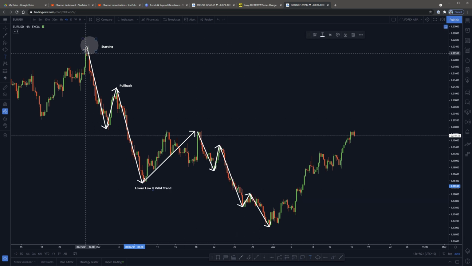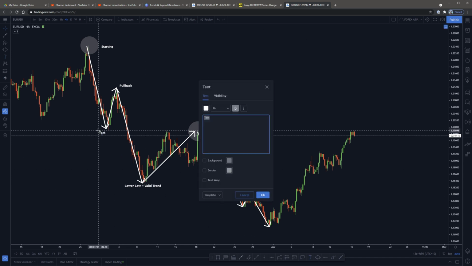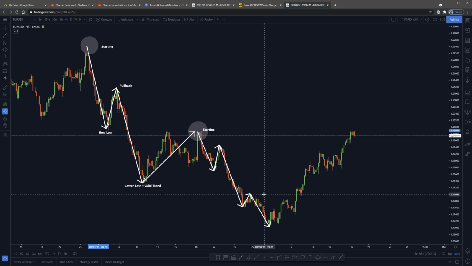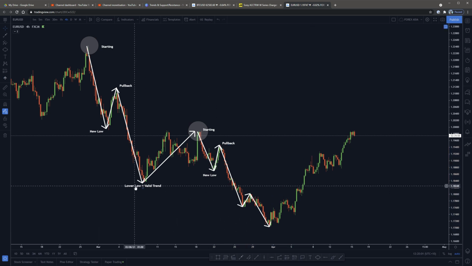So now we've had three moves. We've had 1, 2, 3. This is now valid. So going back to the rules I had in the previous slides, how I had it labeled 1, 2, 3, this is now valid. So moving forward, if we were to start our trend over here, and this is our high point, you can see we have more or less the same thing where we have our starting point. Let me just add the new low there. We would have our new low, pullback, and then our lower low.